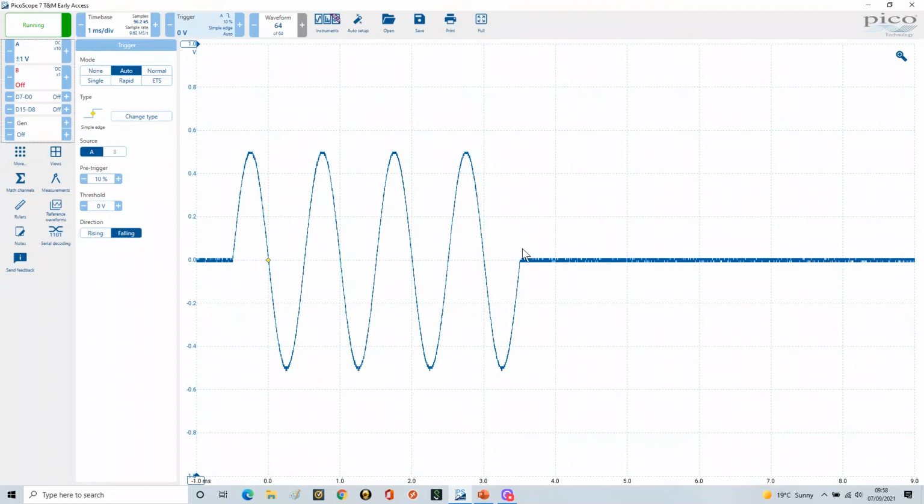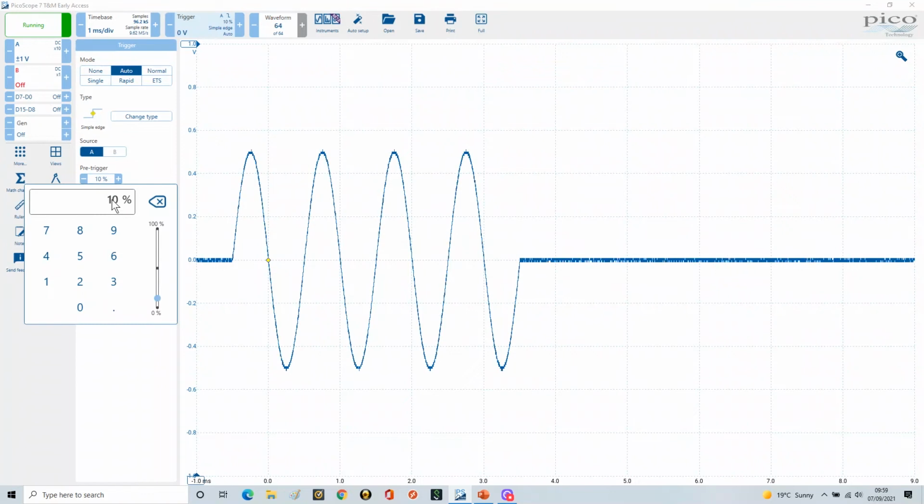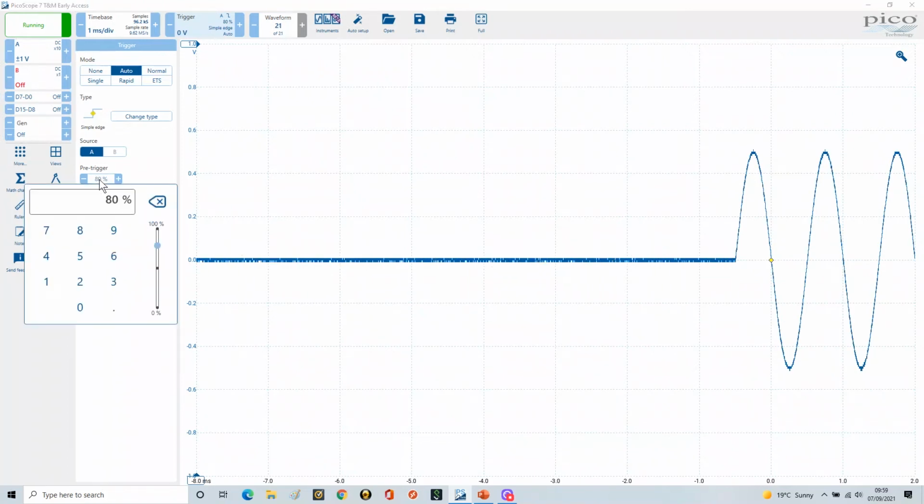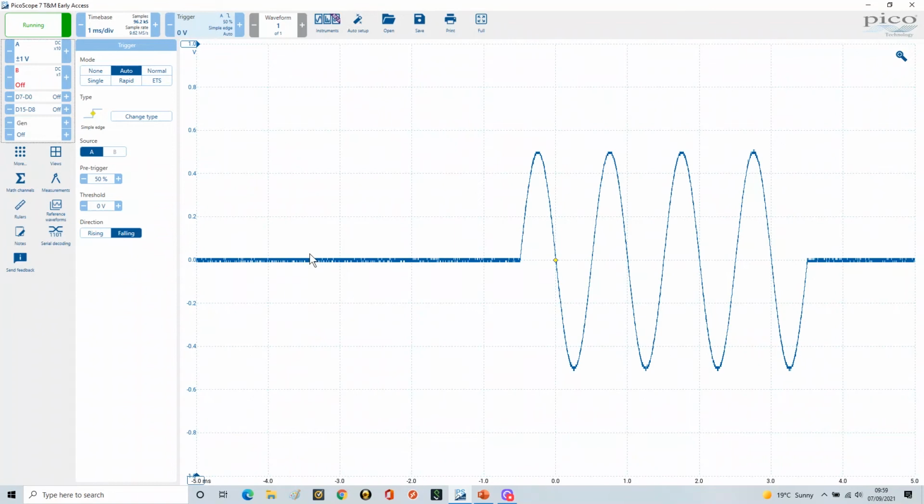Now, similarly, you may want to examine a signal in more detail to see what happened before a particular event, in which case you can change the pre-trigger, and we can change that to 80%, for example. Now you can see I see less of the post signal, but more of the pre-signal, and that can be useful. So this is just to let you know that that's what the pre-trigger does. So I'm going to put this back to 50%.